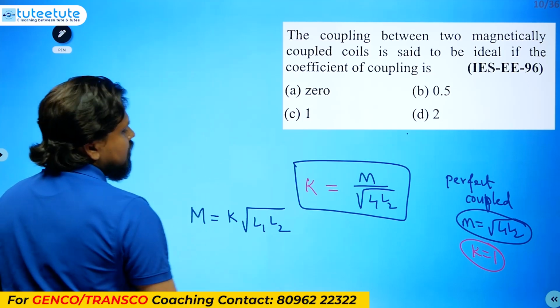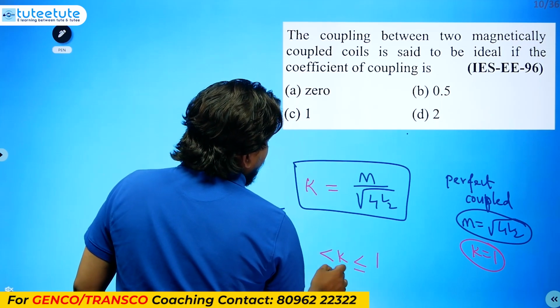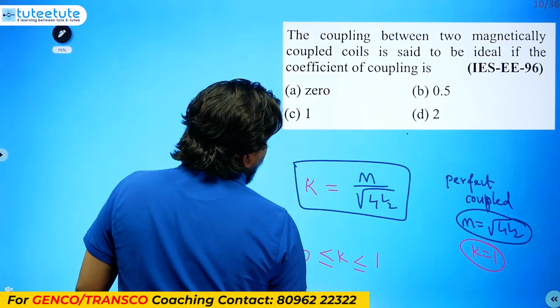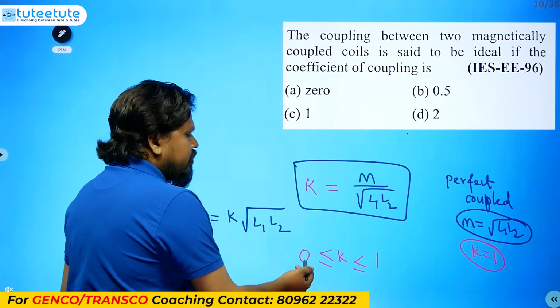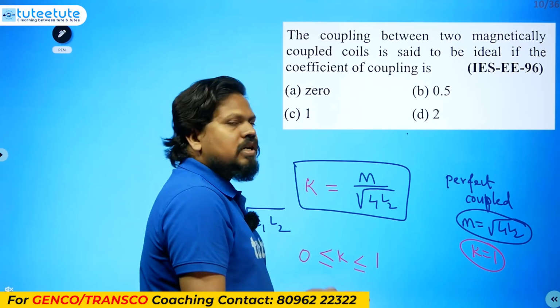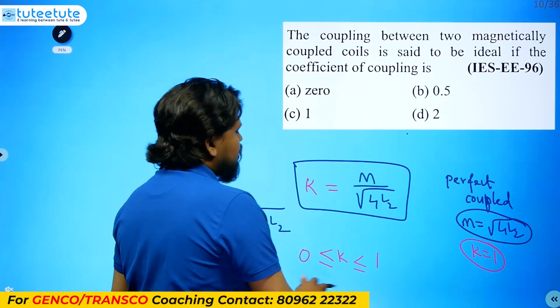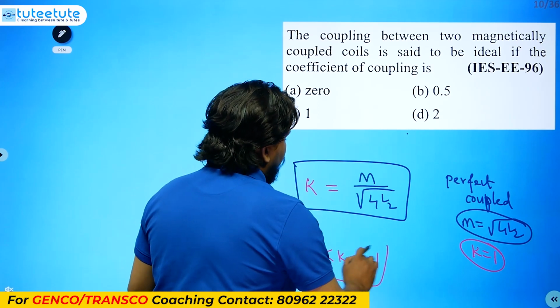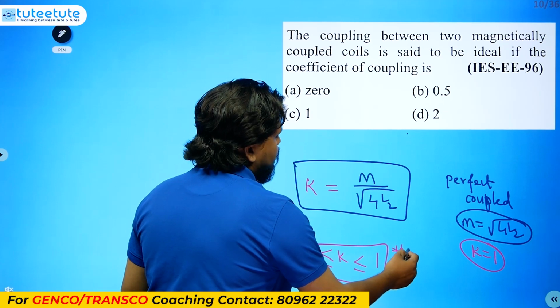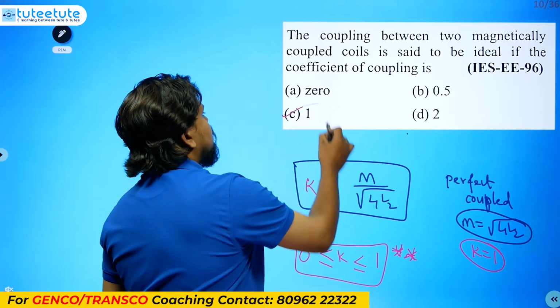Generally, the values of k will be a maximum of 1 and a minimum of 0. If it is 0, there is no mutual inductance, there is no coupling. 0 is possible, 1 is also possible. This is also one of the bits they have asked previously many times. So anyhow, the answer for this question is 1.